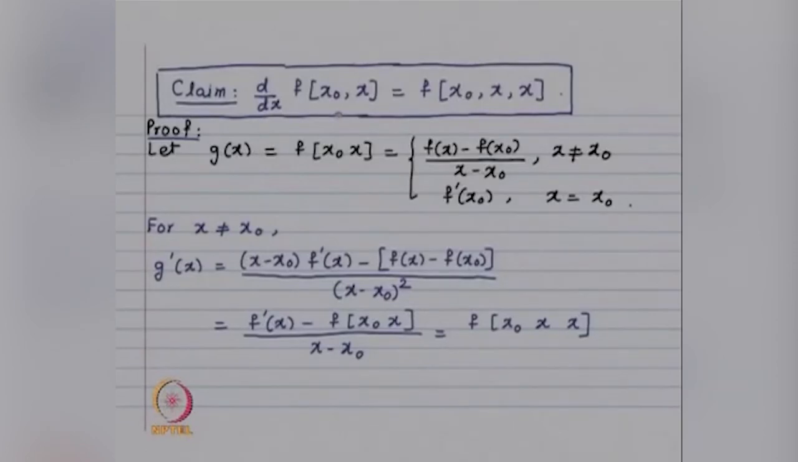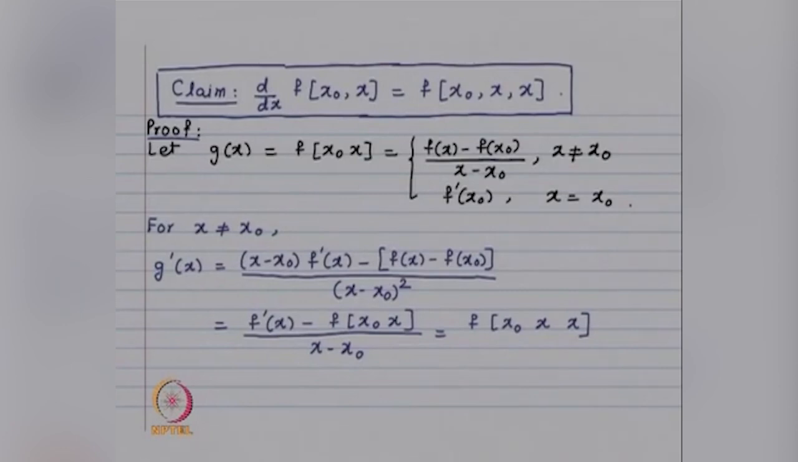First we look at the divided difference based on x0 and x. x0 is going to be a fixed point. So, I define g(x) to be equal to the divided difference based on x0 and x, which is equal to (f(x) minus f(x0)) divided by (x minus x0) if x is not equal to x0, and equal to f'(x0) if x is equal to x0. This is my function g, and I want to find g'(x).